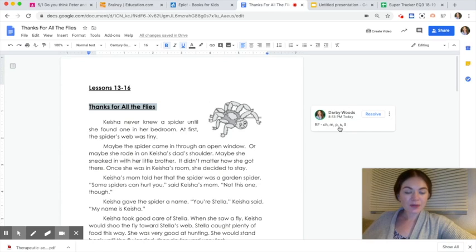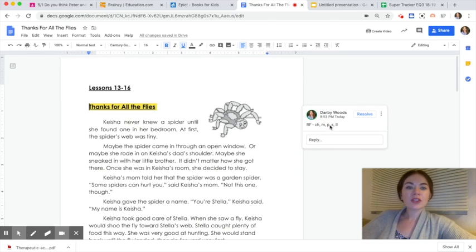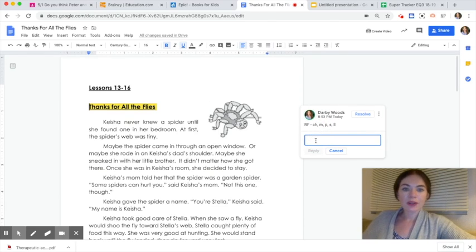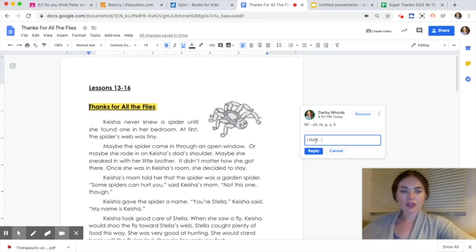Now that we've identified this is a realistic fiction text, we know that the next thing really good readers do is make a prediction. Just based off our title, Thanks for All the Flies, what do you think this story is going to be about? So I think, and then write down what you think is going to happen. Go ahead and pause the video here and write down your prediction.